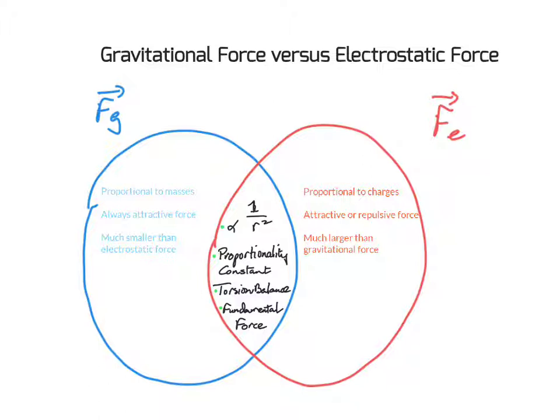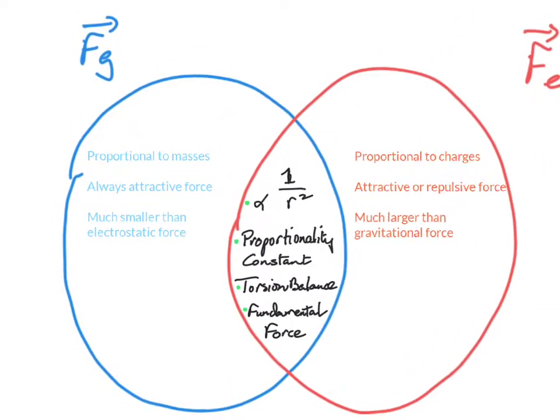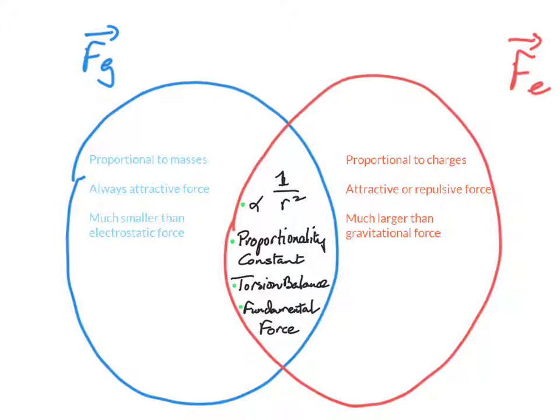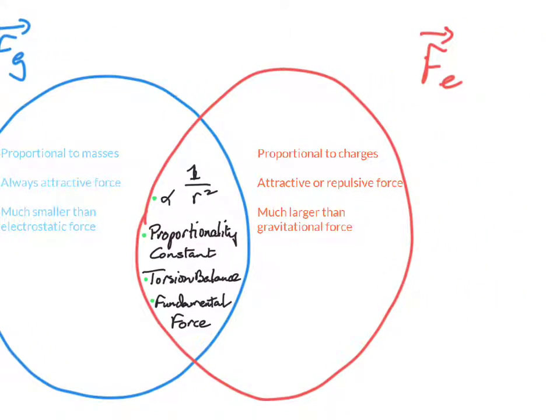So let's see what are the similarities and differences between these two different forces, two of the four fundamental forces in the universe. Well, firstly, Fg, the gravitational force, of course, is proportional to the masses. It's always attractive, and it's much smaller than electrostatic force. The electrostatic force is proportional to charges. It can be attractive or repulsive. It's a force that can actually push away. It's not necessarily an attractive force, unlike the gravitational force. And it is much larger than the gravitational force.